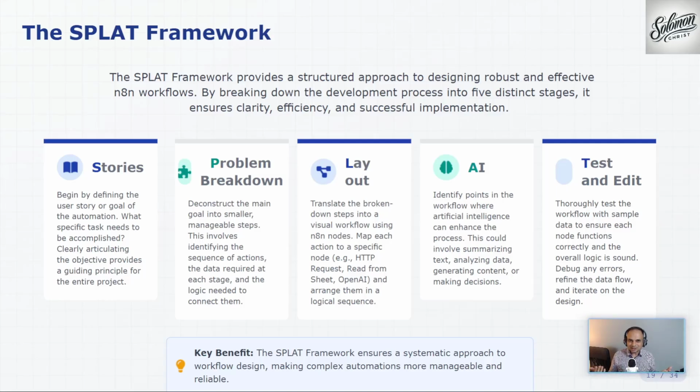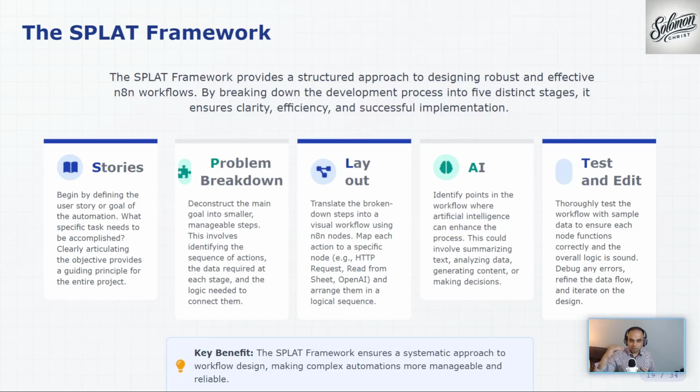What is their challenge? What are they saying? So clearly articulating the objective provides a guiding principle for the entire project. And so it's really important to get all the user stories together so that you can create a really good automation. Number 2 is to break down the problem.